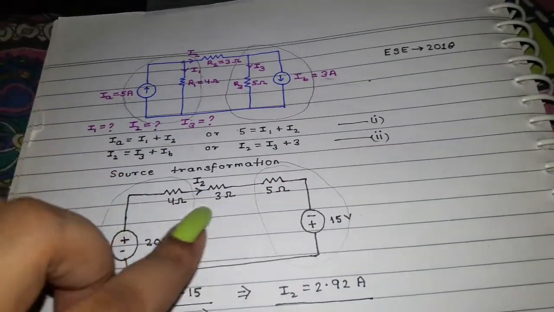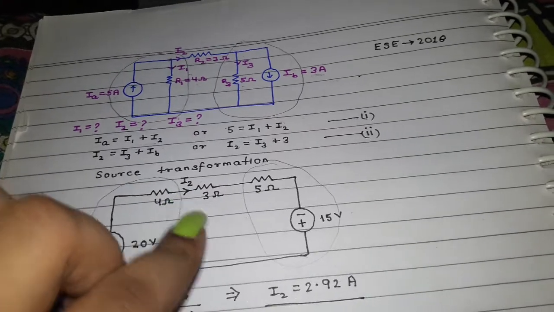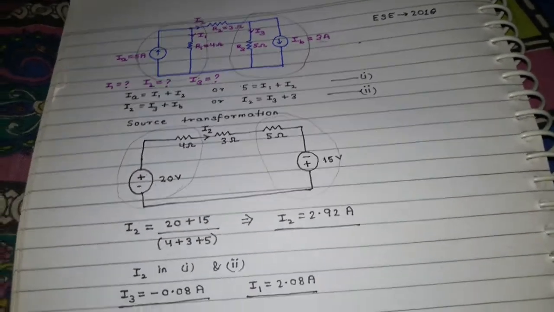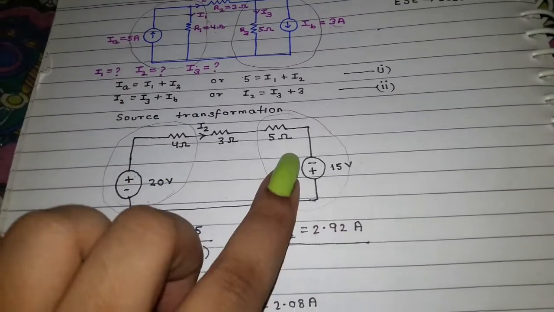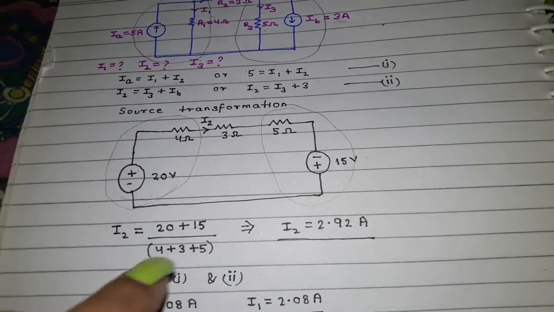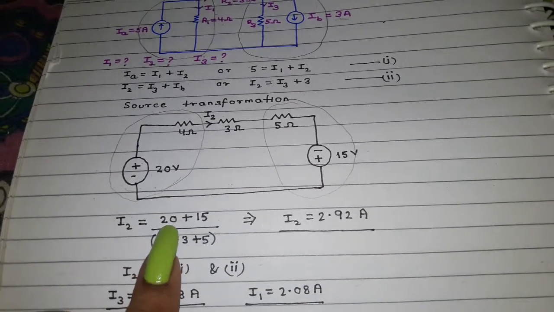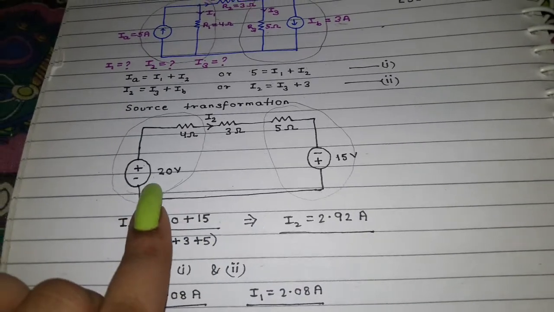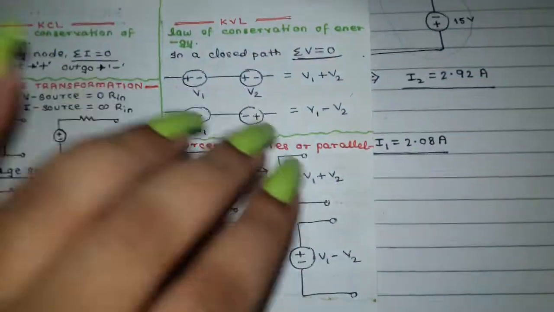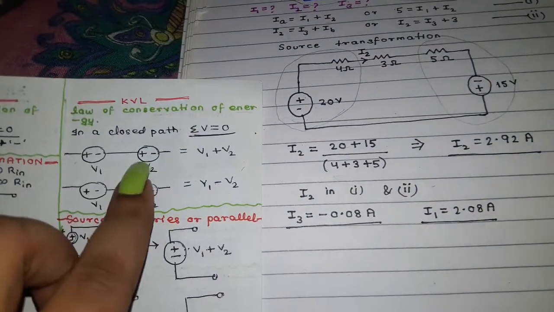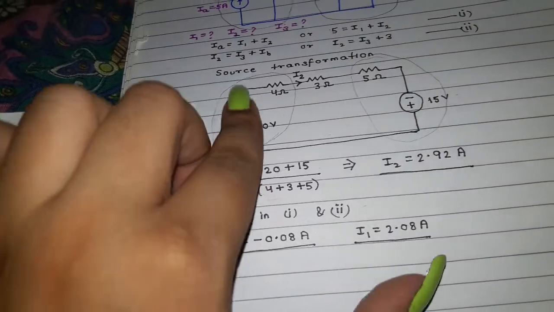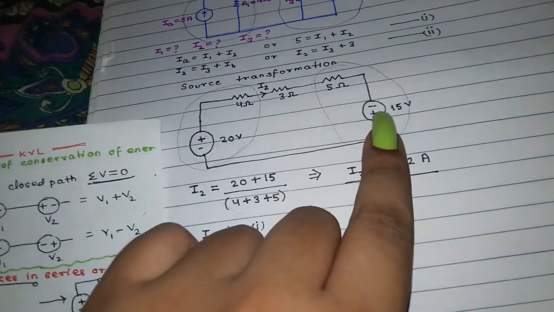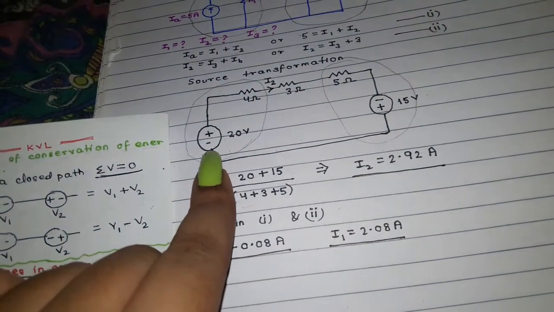Now this part is not changed, so this I2 will not change and the resistance will not change. So we are going to calculate the value of I2 based on total voltage upon total resistance. We are applying Ohm's law here as well. We have I2 equals the voltage sources added, 20 and 15. Why are they added? Because if your plus terminal meets the minus terminal, the voltages are added. Here your plus terminal meets the minus terminal, so you are adding them.